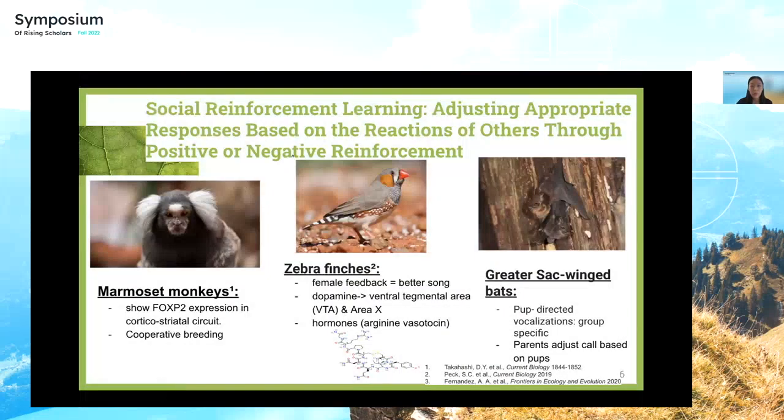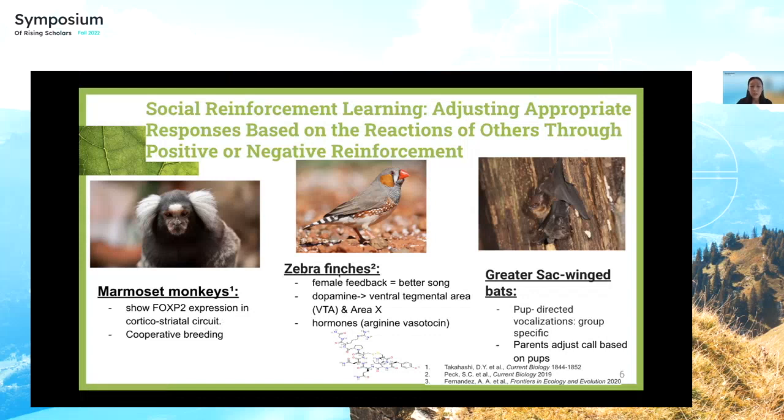Social reinforcement learning is adjusting appropriate responses based on the reactions of others through positive or negative reinforcement. And this type of learning is very important for learned communication. In marmoset monkeys, they show FOXP2 expression in the cortical-striatal circuit, which suggests that they have social reinforcement learning. And this is thought to arise from cooperative breeding.